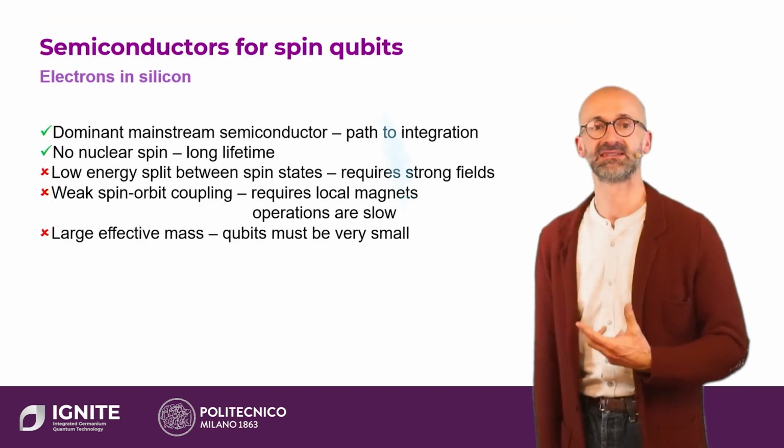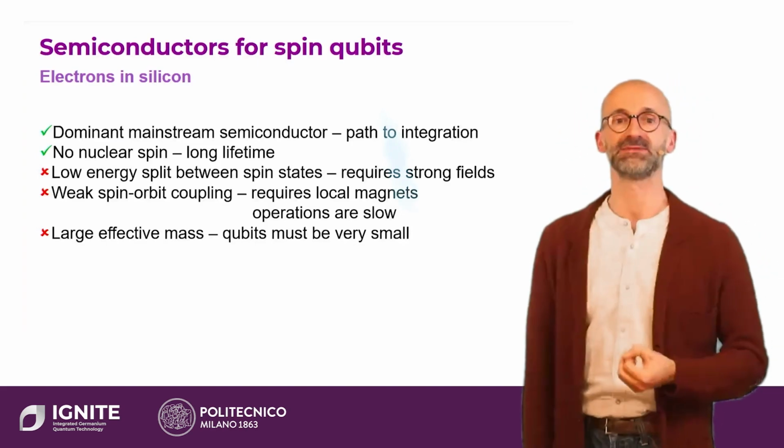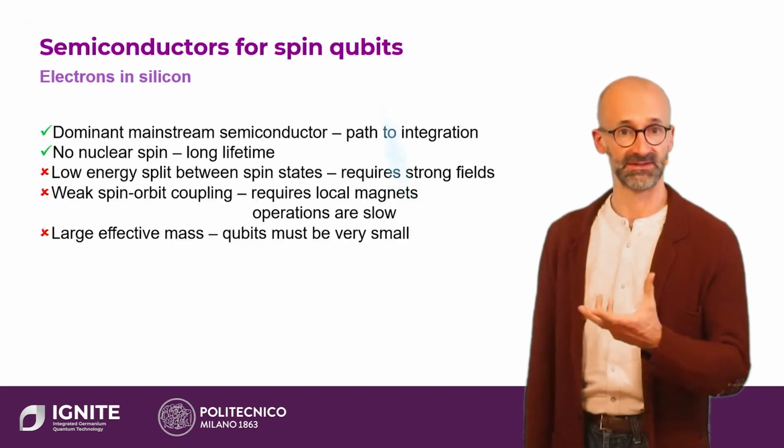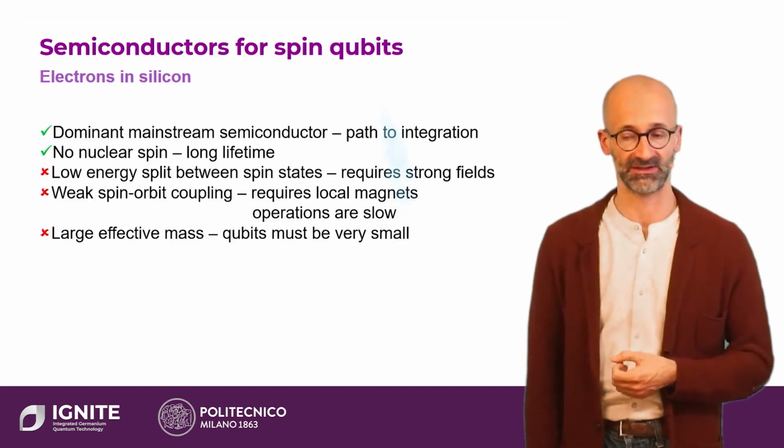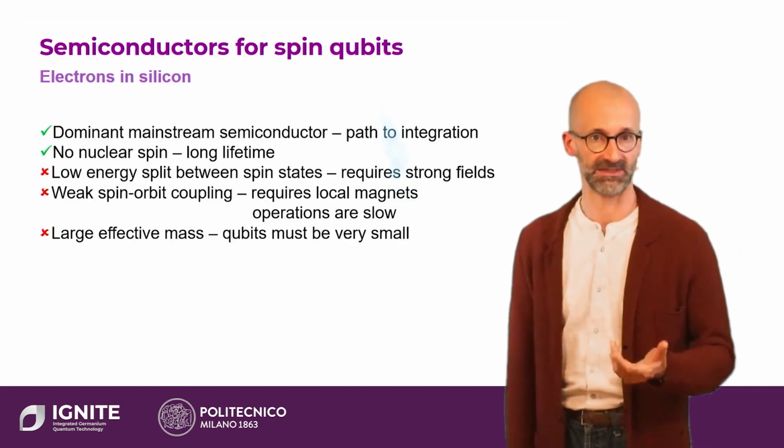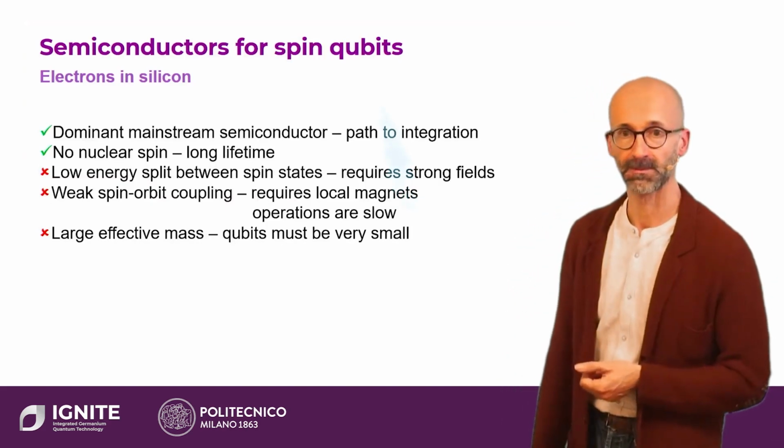The effective mass in silicon is also rather large. This means that the qubits, in order to define single quantum dots, need to be made very small, and this is challenging for integration. By small, I mean tens of nanometers.